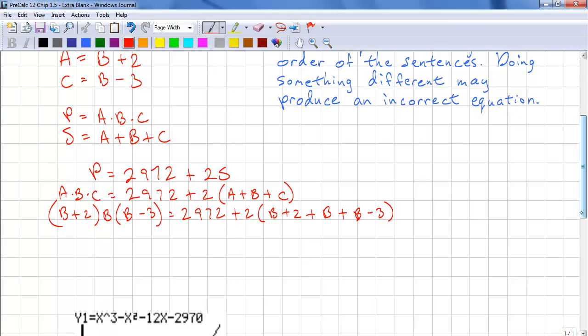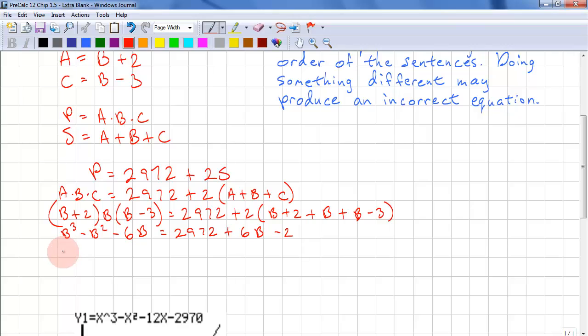Now we just need to expand and simplify. So we'll leave the B out and we'll FOIL B plus 2, B minus 3. This is B squared minus B minus 6. And now we just multiply by B. So this is B cubed minus B squared minus 6B equals 2,972 plus 2. And now we can just simplify here. There's 1, 2, 3 B's, so times 2, that's 6B. And we have 2 minus 3, that's negative 1, times 2 is negative 2.